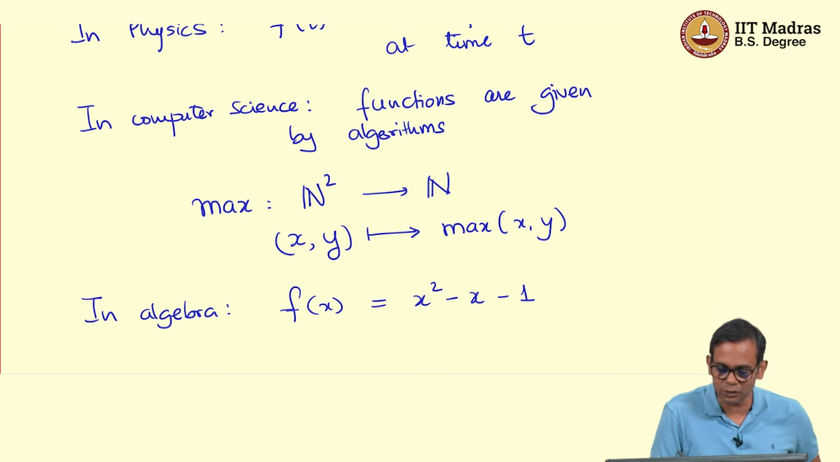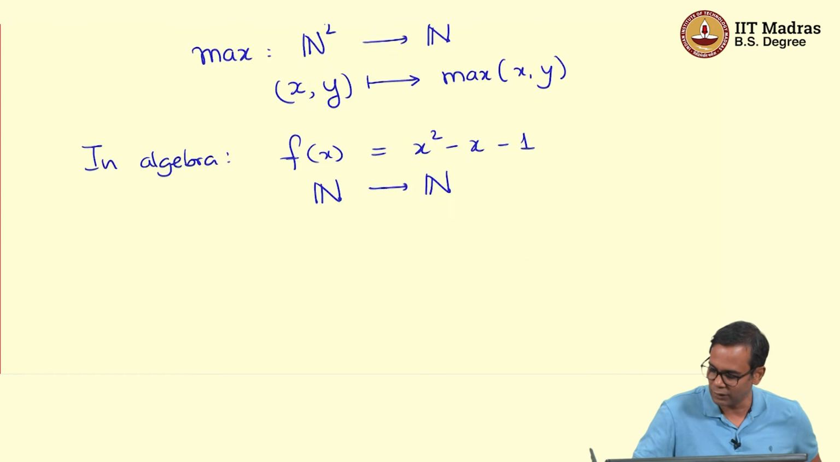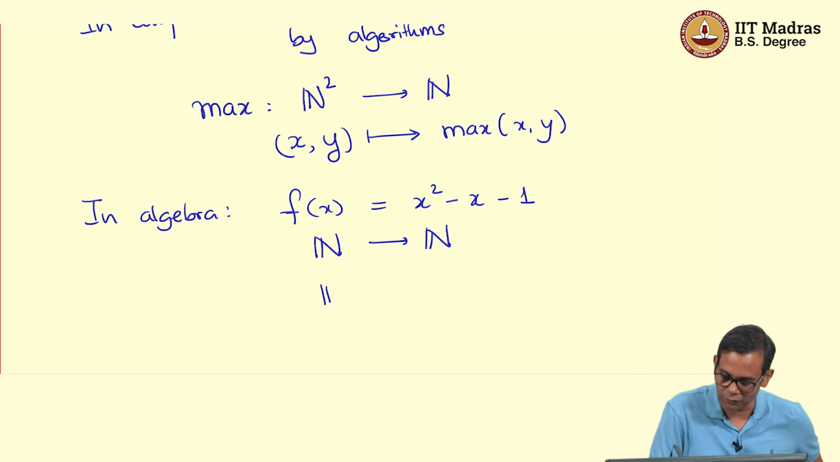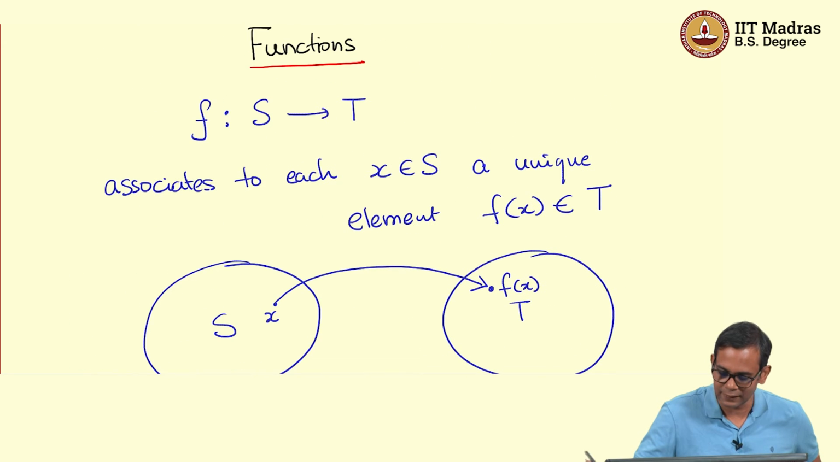So, here I am being a little careless, what is S and what is T? I could take this f to be a function from natural numbers to natural numbers, or if I want, I can take it as a function from real numbers to real numbers. And so there is some amount of choice here when a function is given by a formula, what is S and what is T.